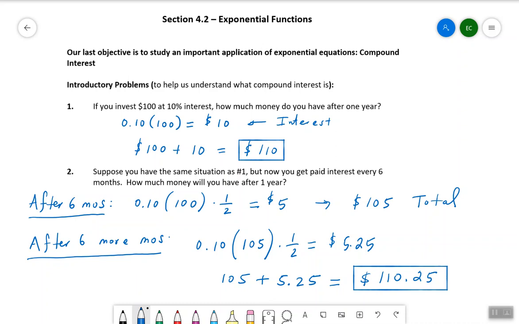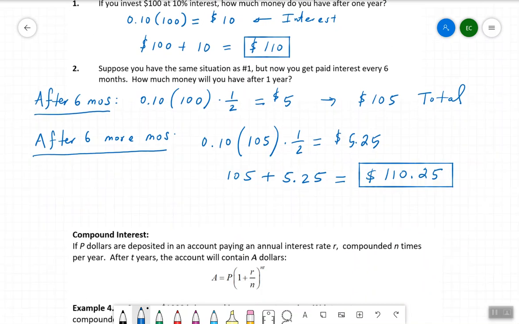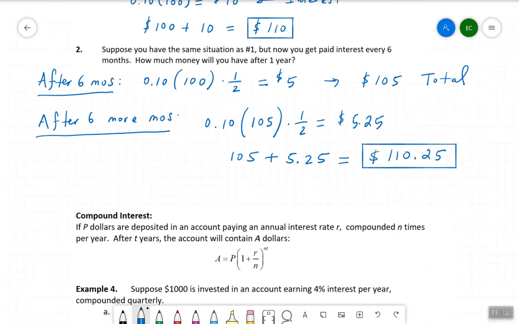And so that's more than if you were only paid interest at the end of the year. And so you can imagine that getting paid interest more often would be even better. It's not a big difference here on a $100 investment, but it can certainly add up over time. And so we'll get some idea of that as we go through the problems that come.